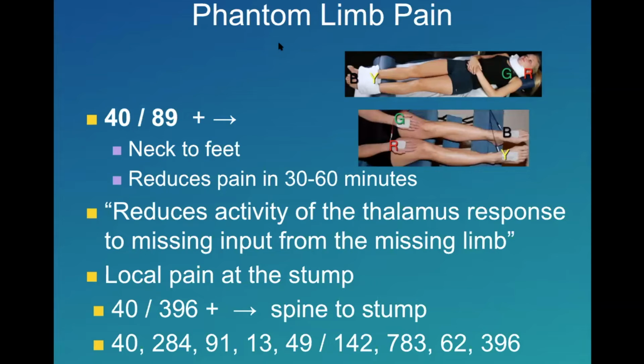But does the patient have a brain injury? No. So is the thalamus inflamed? I'm not sure. I don't think so. So we could say that 40 and 89 reduces the activity of the thalamus in response to missing input from the missing limb, right? That's one way to do it. And then you treat local pain at the stump by reducing inflammation in the nerve. That makes sense. And you treat bruising and inflammation and scarring in the soft tissue, the fascia and the muscle belly and the periosteum in the amputated limb.